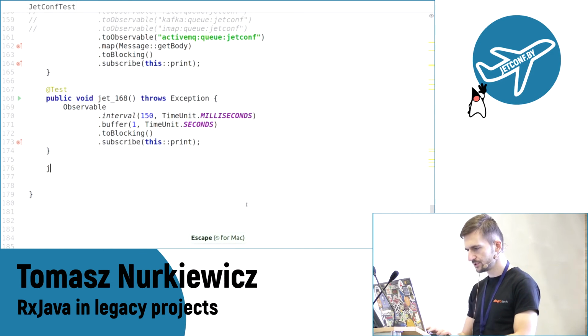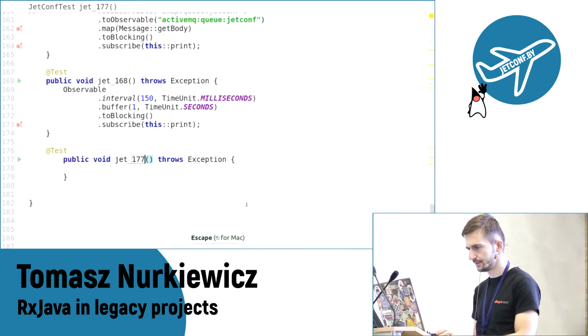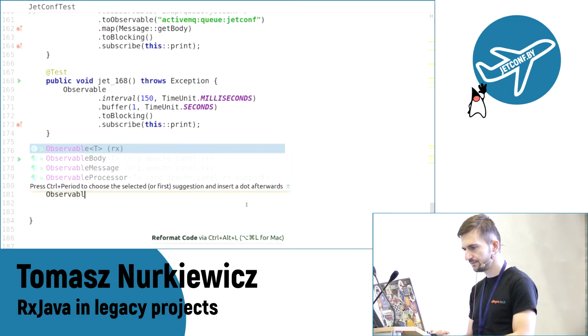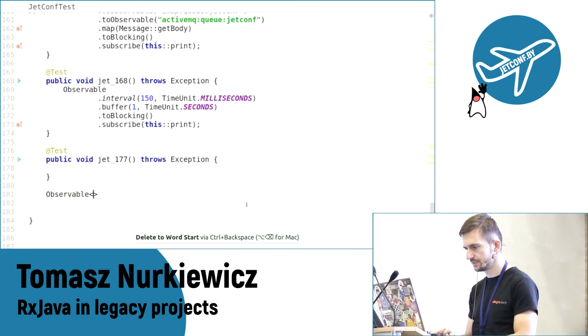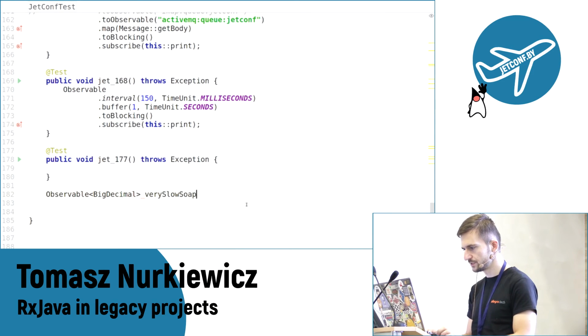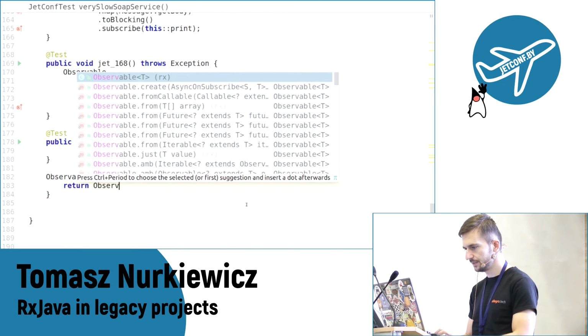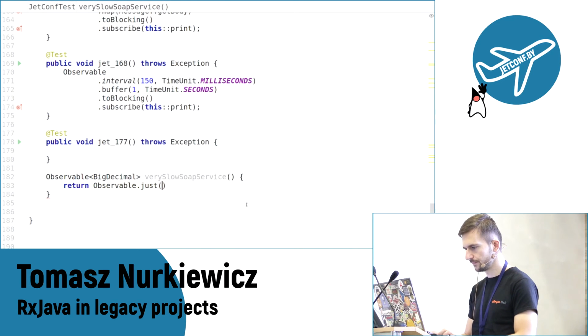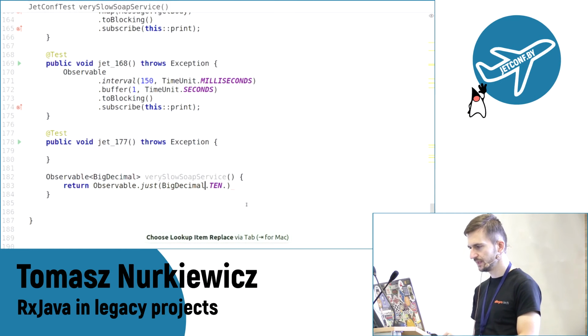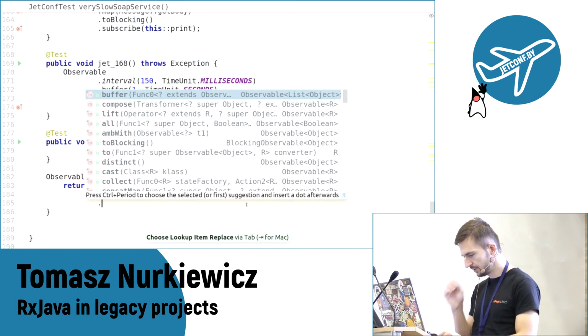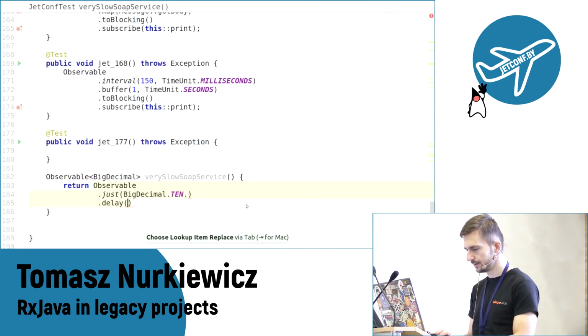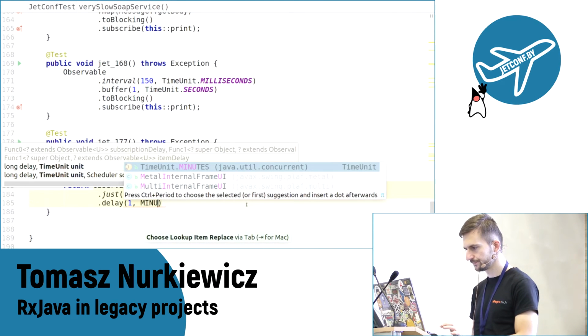Okay, so now I'm going to show you a testing support example, which is really, really cool. Imagine you have a SOAP service that returns, let's say, a BigDecimal. I'm going to call it a very slow SOAP service that just returns me a value of, let's say, 10. But it's really, really slow. So what I'm going to do is delay it by, I don't know, 1 minute.